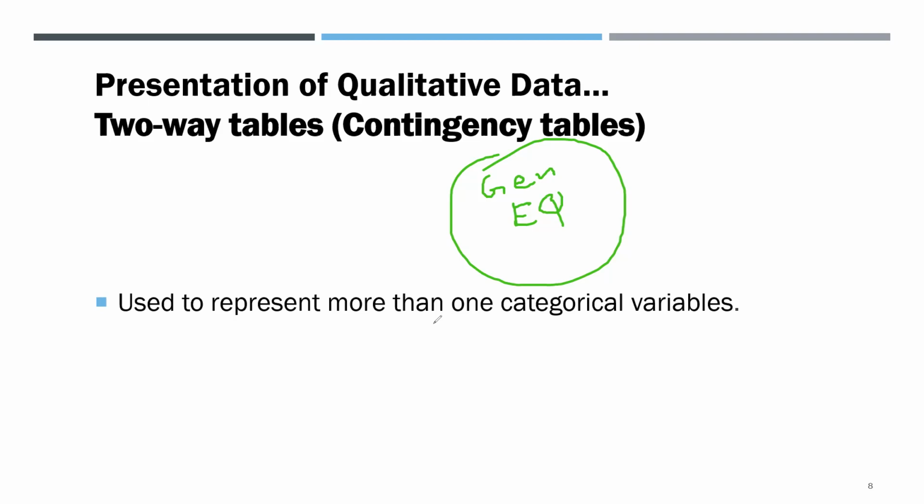If we consider two categorical variables, then we can come up with two-way tables.